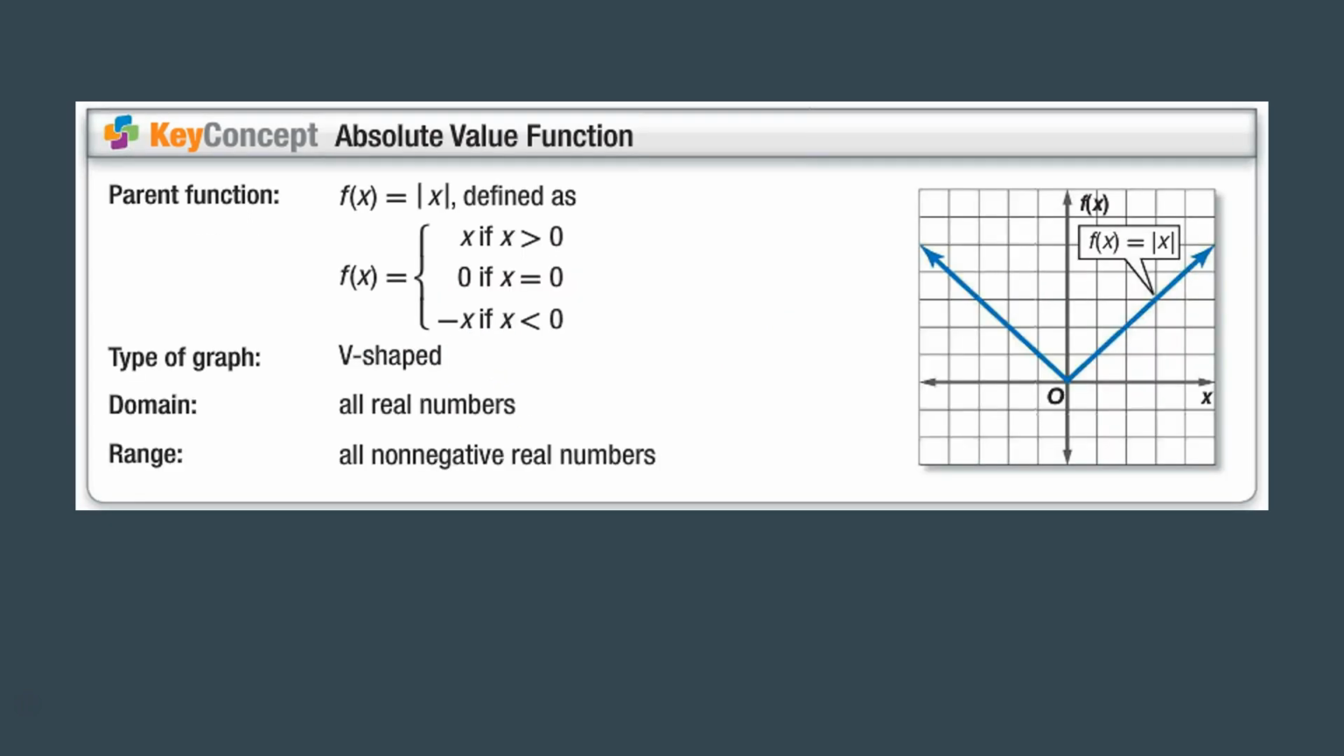So the absolute value function, the parent function, is f of x is equal to the absolute value of x, defined as x if x is greater than 0, 0 if x is equal to 0, negative x if x is less than 0. And it's always going to make this V shape for the absolute value function graphs. The domain will be all real numbers, and the range is all non-negative real numbers.